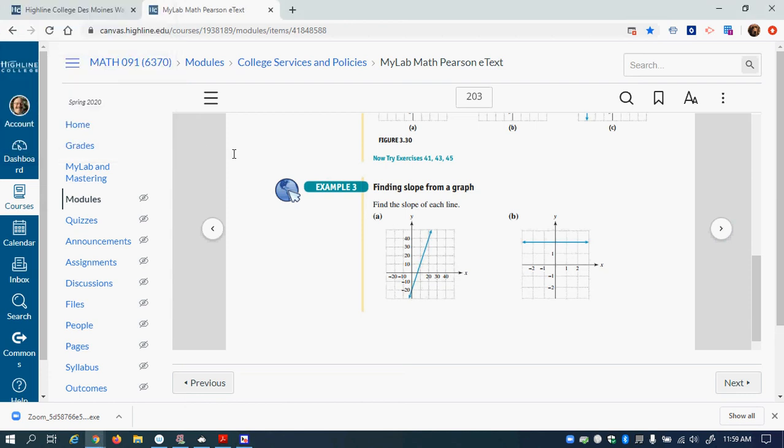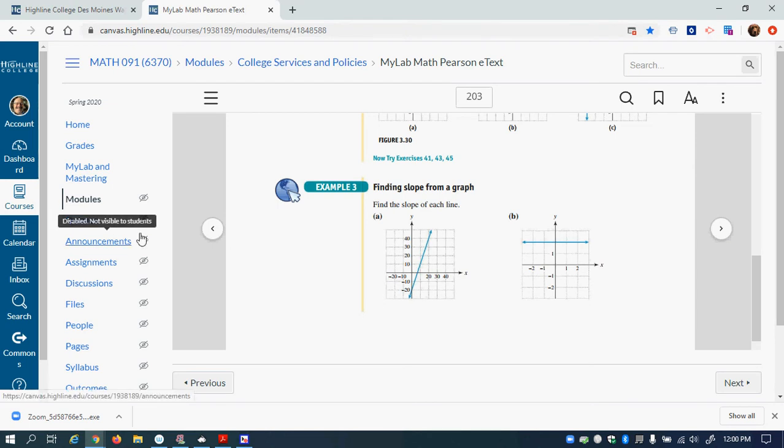So this is section 3.4, and now we're finding slope from a graph. If you take a look at these two graphs here, we can see that we have some type of positive slope, because when we're reading it from left to right, the line is going up. So we could pick a couple points that are on this graph.